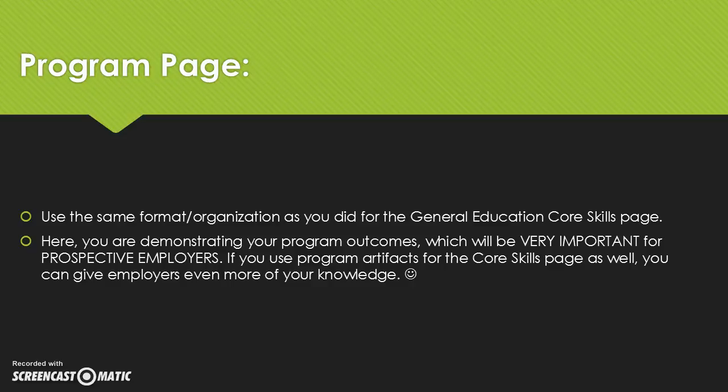Okay, and then for each one of your program outcomes, you're going to actually write down the program outcome. You're going to attach an artifact to demonstrate that outcome. And then you're going to reflect and explain how that artifact meets the outcome using all those bullets that are on the ePortfolio handout page. Okay, does this make sense?